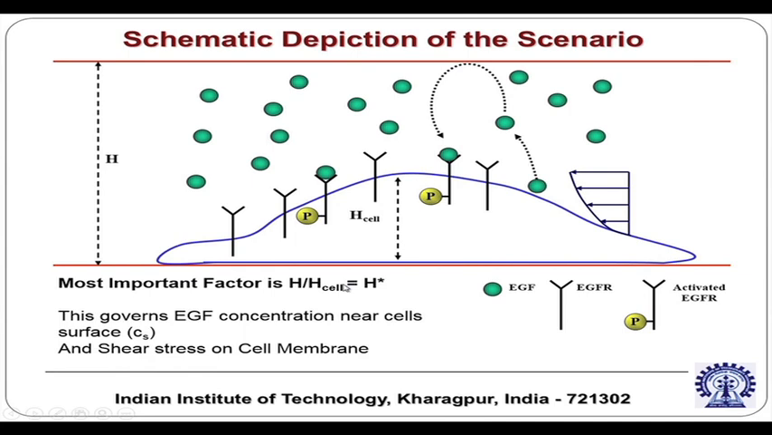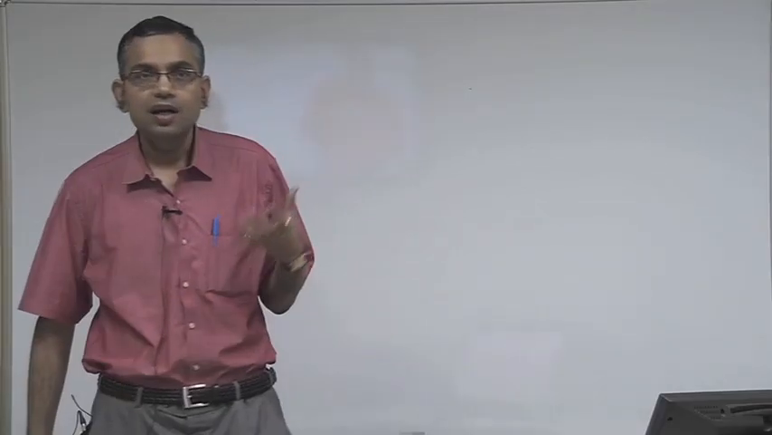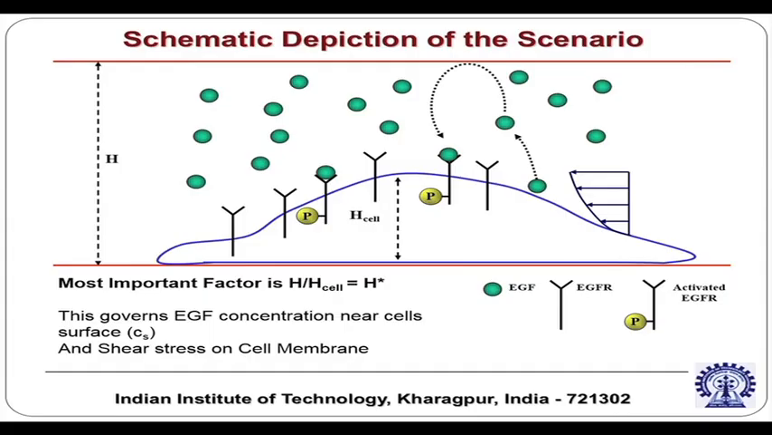So the smaller the value of h/H_cell, the stronger is the confinement. And in this particular cartoon, the epidermal growth factor is shown by the green colored circles and the corresponding receptors by the Y shaped symbols. So it is pretty clear that the EGFs are secreted from the cell and they are captured by the Y shaped receptors which are located on the cell surface.